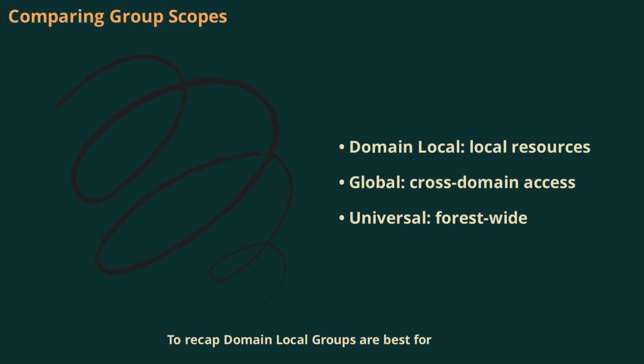To recap, domain local groups are best for assigning permissions within a single domain. Global groups are ideal for grouping users by role within a domain but granting access across domains, and universal groups are perfect for forest-wide access. Choosing the right scope ensures your permissions are both secure and flexible.